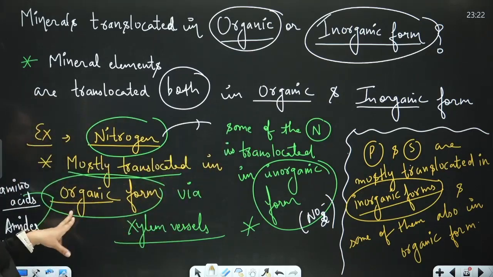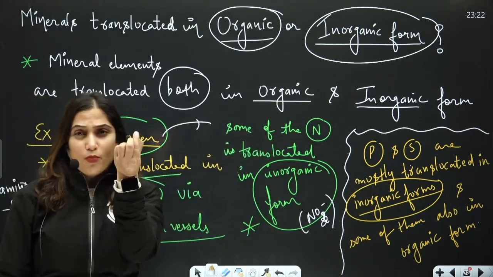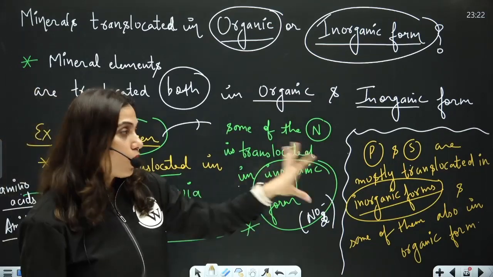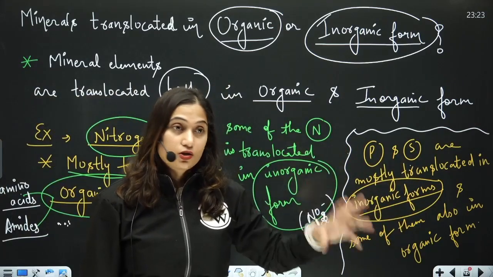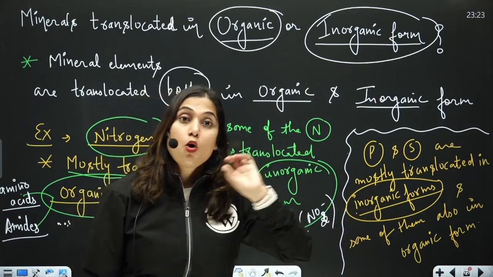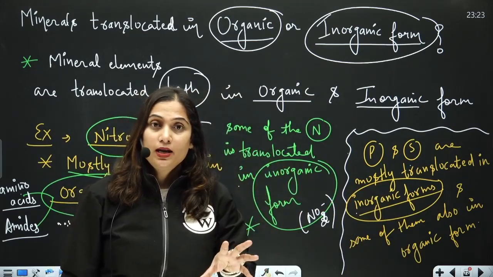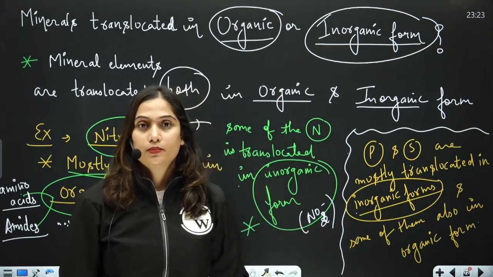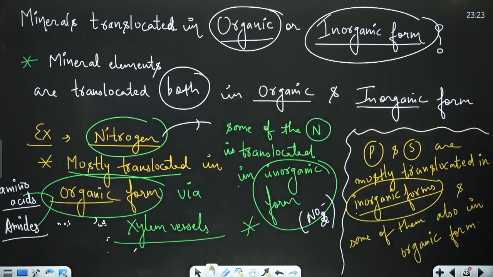Mostly it is translocated in organic form through xylem vessels, and only some of the nitrogen is translocated in inorganic form. But this is opposite in case of phosphorus and sulfur. Most of the phosphorus and sulfur are translocated in inorganic form, and some of it is translocated in organic form. But the thing is that the mineral elements are translocated both in organic and in inorganic form through xylem. Clear? So this is important.